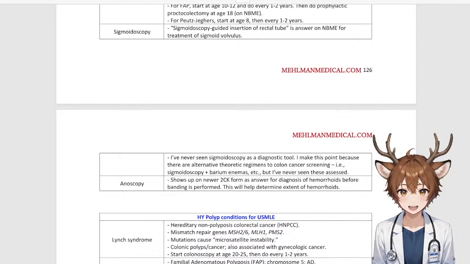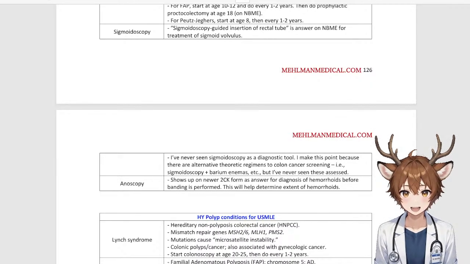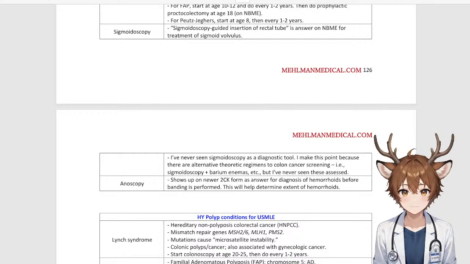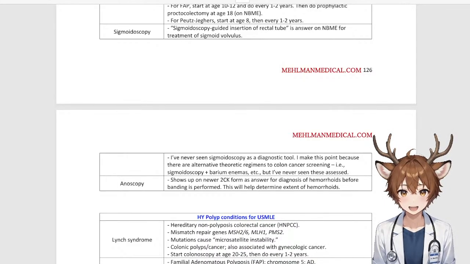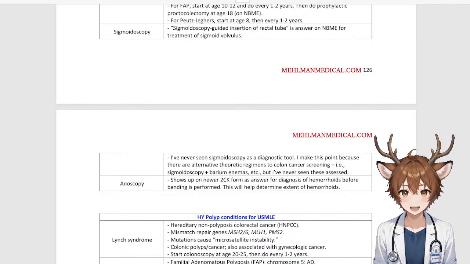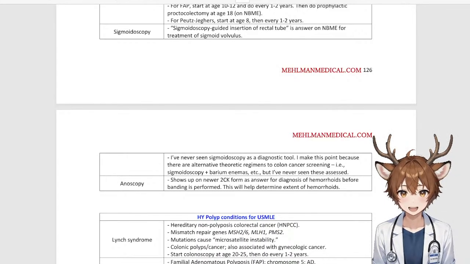Sigmoidoscopy. Sigmoidoscopy-guided insertion of a rectal tube is the answer on NBME for treatment of sigmoid volvulus. I've never seen sigmoidoscopy as a diagnostic tool. I made this point because there is an alternative theoretical regimen for colon cancer screening, that is to say, sigmoidoscopy plus barium enemas, etc., but I've never seen these assessed.